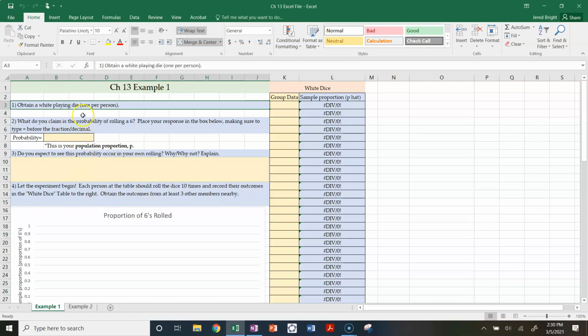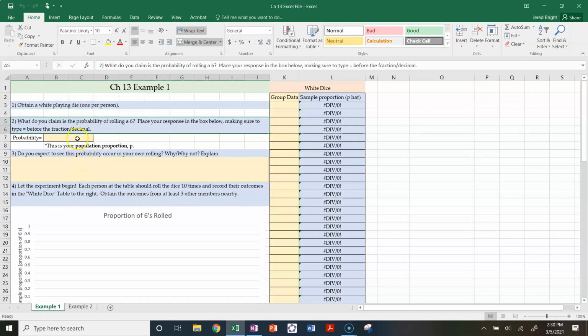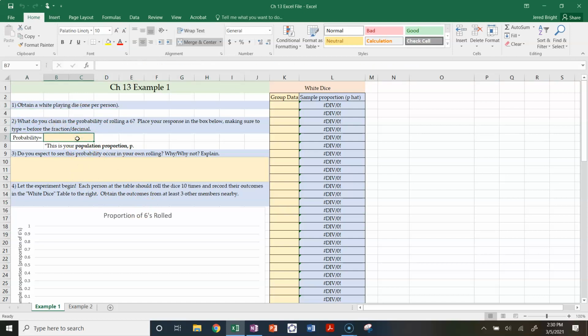So then what do you think is the probability of rolling a 6? Well, given that one of the 6 sides is 6, I'm going to say that the probability is 1/6, or 0.1666. So we're going to call this our population proportion. So out of all the rolls, we would expect 1/6 of them to be a 6.